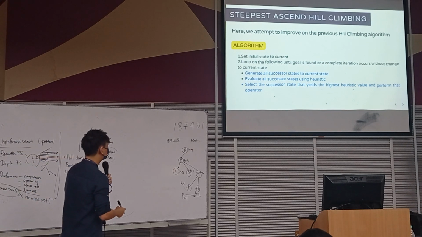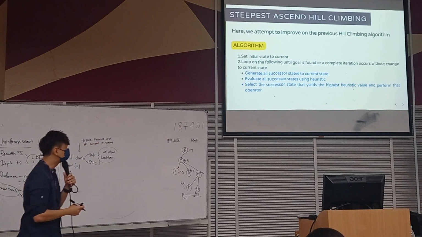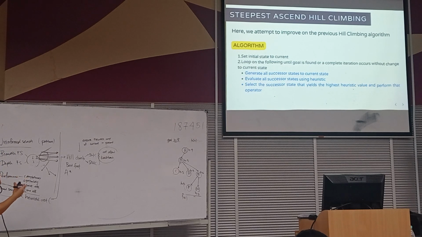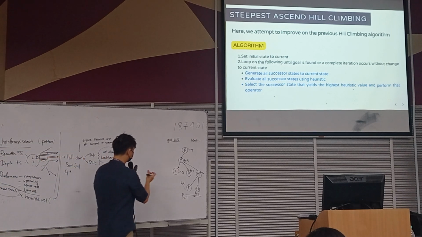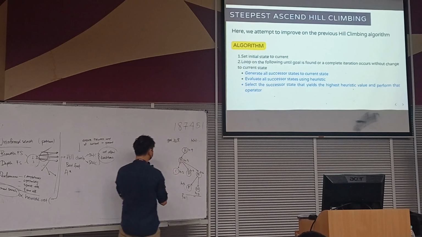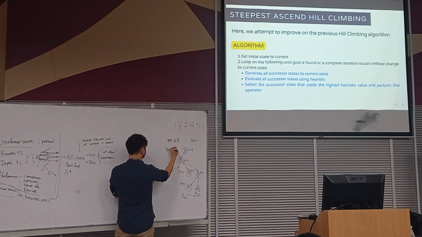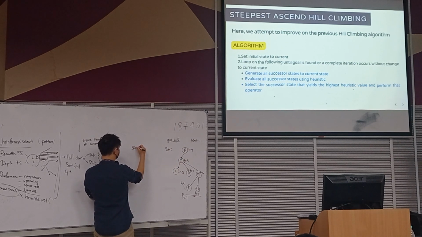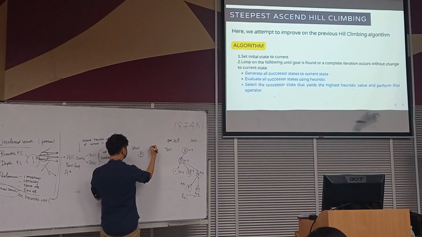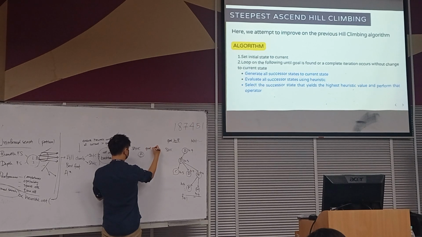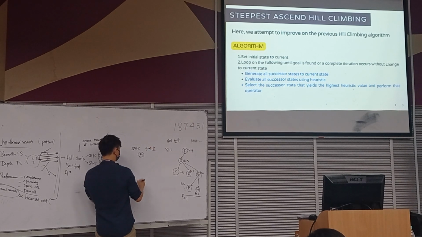Okay, so this is steepest ascent hill climb. The way you expand is quite the same, but instead of expanding a single node, we expand all. So this is simple hill climb, and this is steepest ascent hill climb. Assuming that you have an A here, since our goal is 8, let's say the current state is 4.